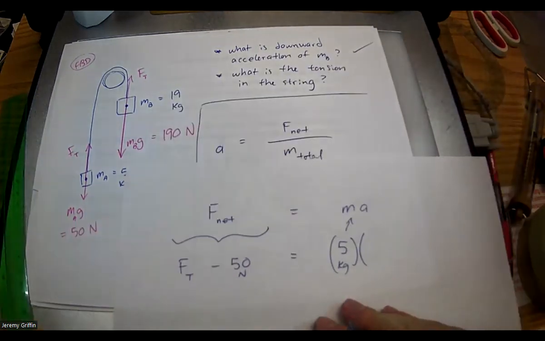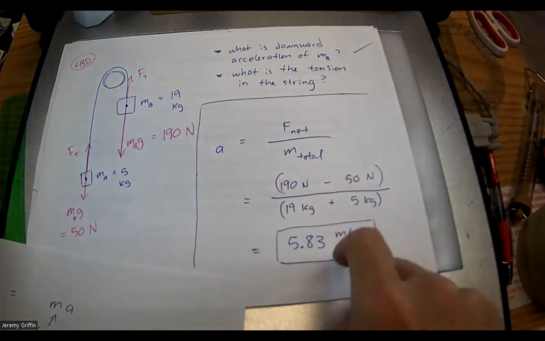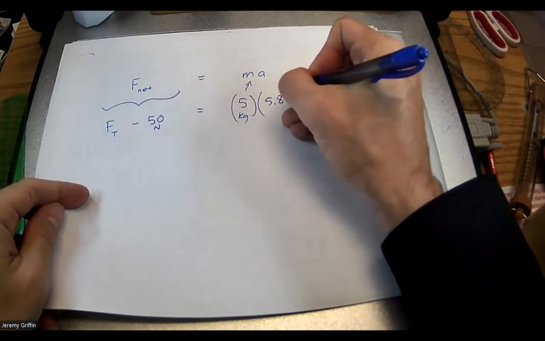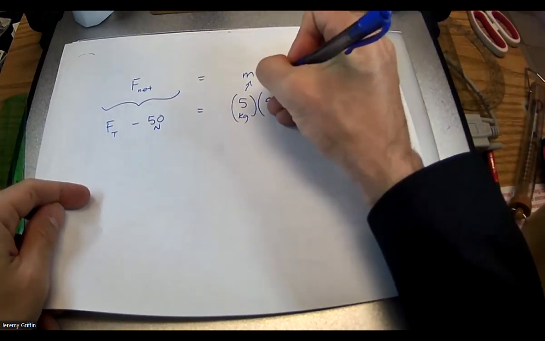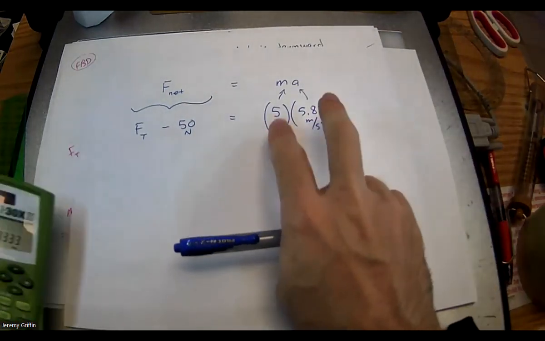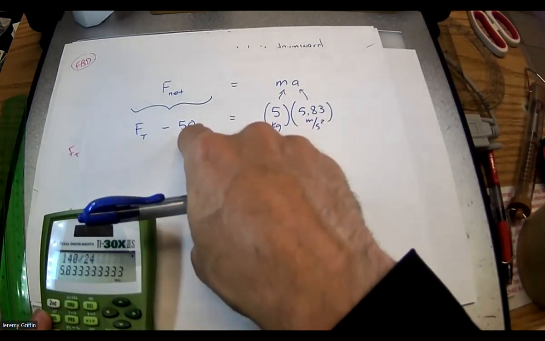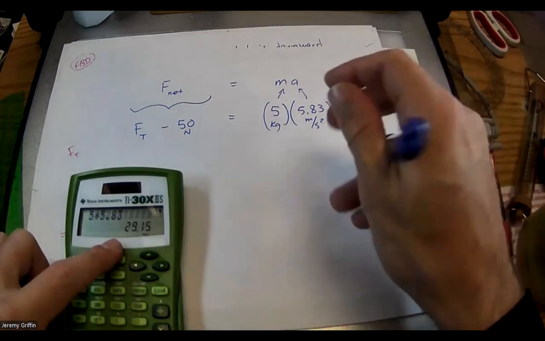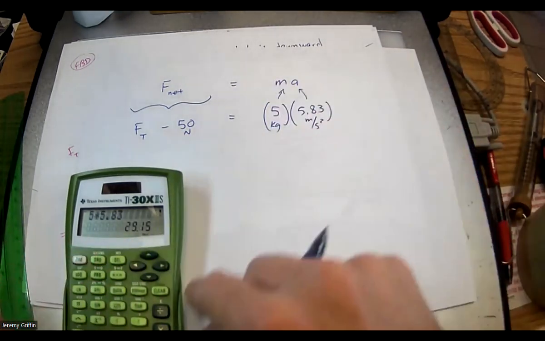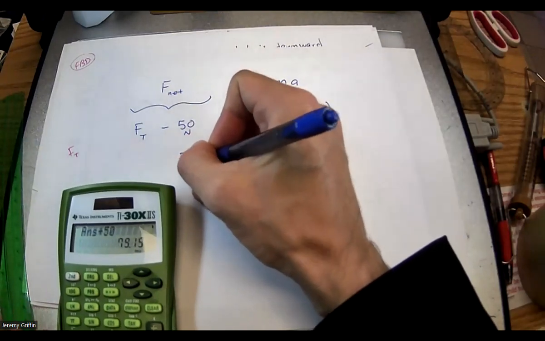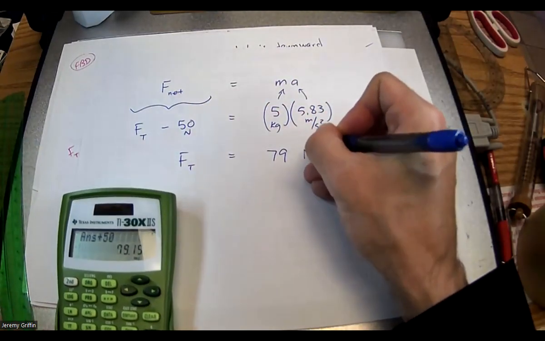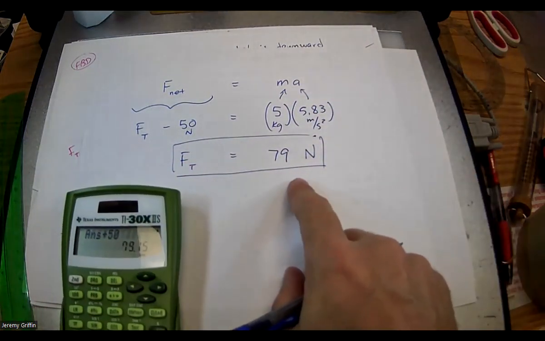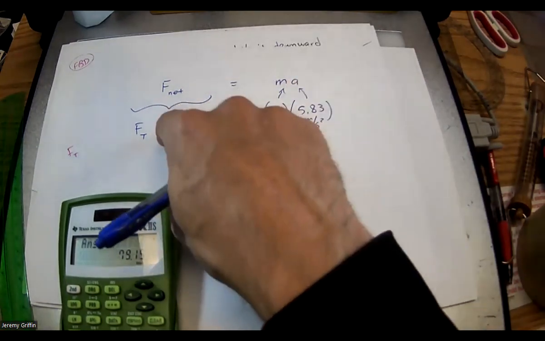accelerating at, well, we know how much it's accelerating upward. That's what we figured out before, right? 5.83 meters per second squared right there. Okay, so I can multiply this together, and then there's just one algebra step. Let's just take 50 newtons and add 50 newtons over. So 5 times 5.83 is about 29. Add the 50 over, and the tension force must be 79 newtons. There you go. 79 and change. So I'll call it 79. Okay, you guys get that? So 29 plus that 50 is 79.